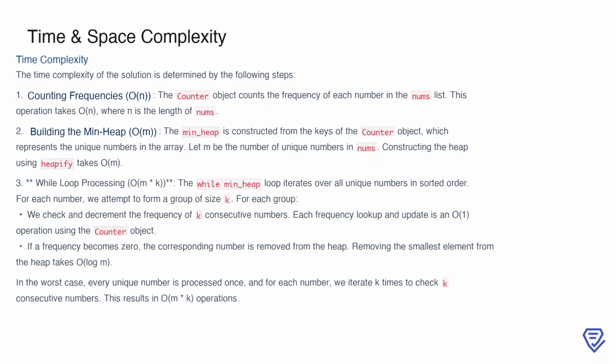Finally, we process the numbers in the min-heap. For each unique number, we try to form a group of size k by checking and decrementing the frequencies of k consecutive numbers. This involves iterating k times for each unique number. Additionally, if the frequency of any number becomes 0, we remove it from the heap, which is an O(log m) operation. In the worst-case scenario, all m unique numbers are processed, resulting in O(m * k) time for the while loop. Combining these steps gives us the overall time spent in the solution.